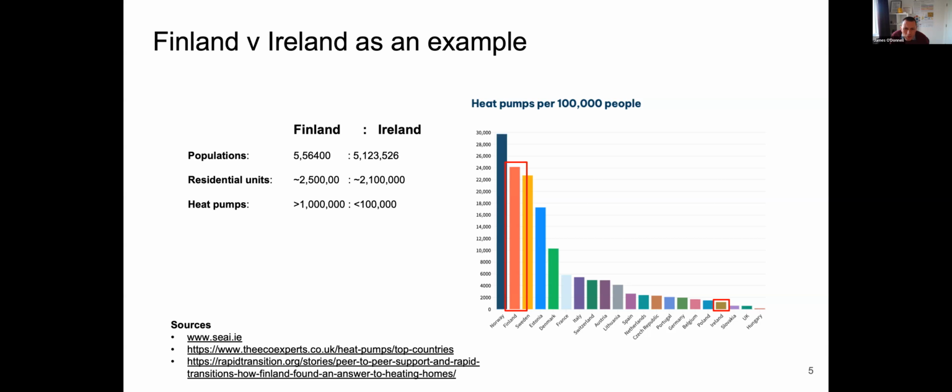So their residences have far better U values, far better air tightness, and the heat pumps were installed as a system of systems approach. So you can't just install a heat pump into an existing building unless that building is lower energy to start with. You can, but it'll cost you a fortune to run it.